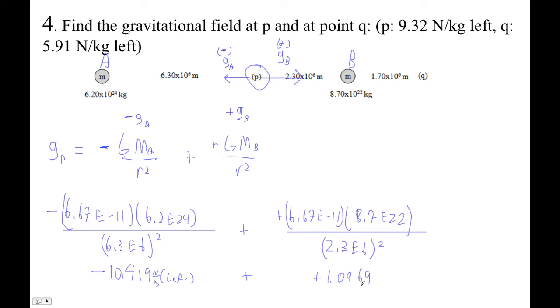Now I'm just simply going to add that. I'm going to go plus negative 10.419, and I get negative 9.32. So my final answer is that it's 9.32 newtons per kilogram left. Ta-da. All right.